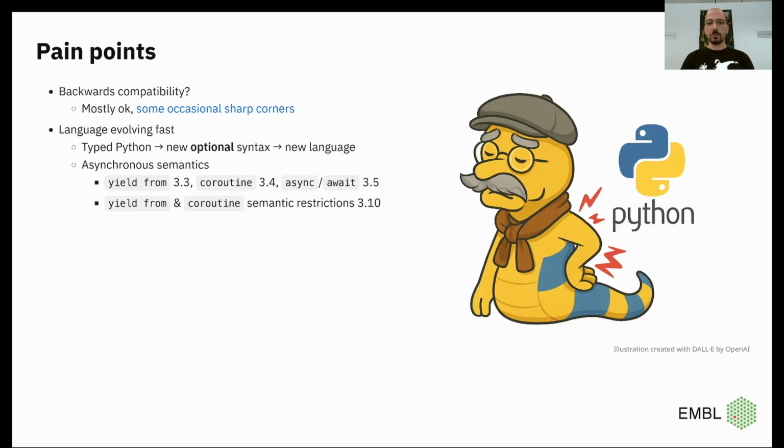And then in Python 3.10, there were some semantic restrictions around yield from and coroutine, because there were some backwards incompatibilities that would have to be introduced to allow, for instance, the typed Python to work as expected. Now, one of the most painful points at the moment with Python is actually packaging.